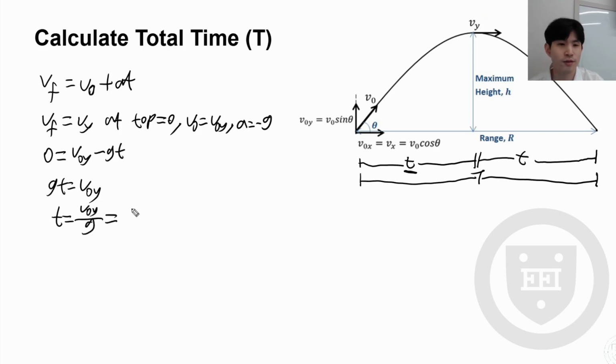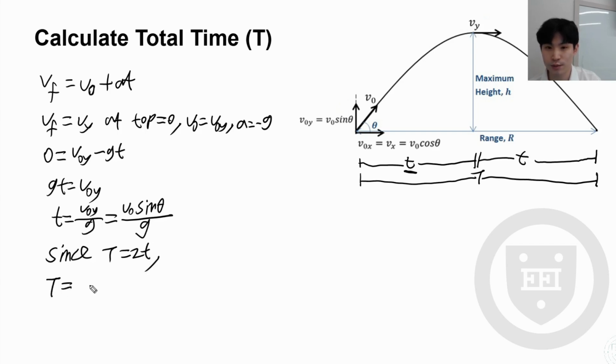Since V0y is V0 sine theta, t is V0 sine theta over g. And since big T is equal to 2 times small t, the total time, which is big T, is equal to 2 v0 sine theta over g. Let's go on to the next question. So the total time is 2 v naught sine theta over g.